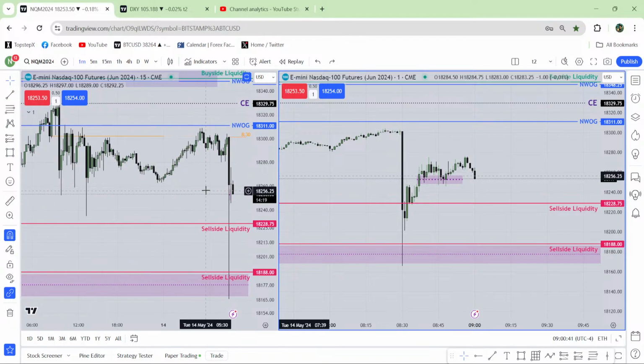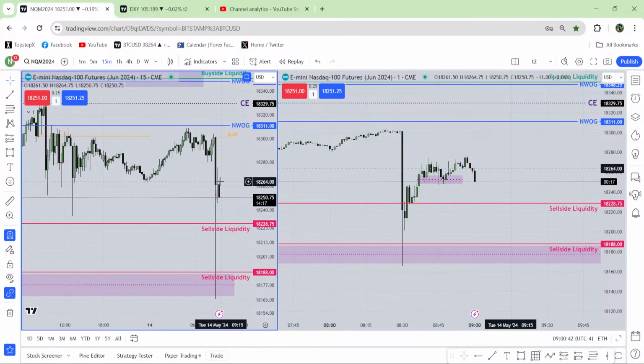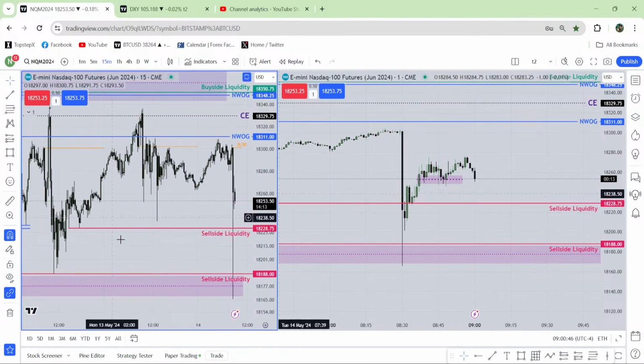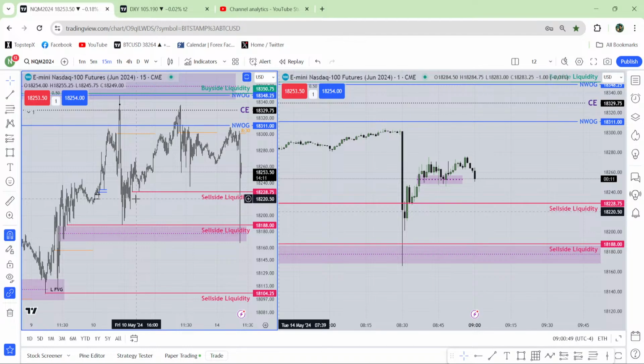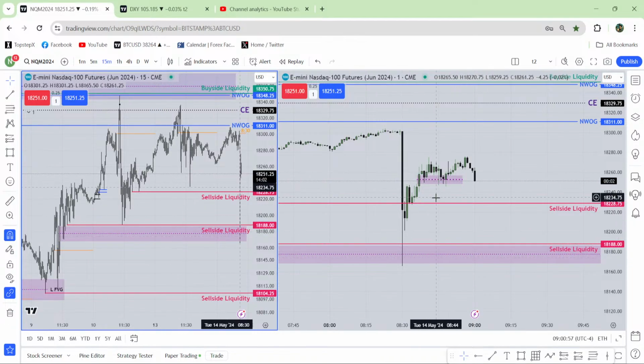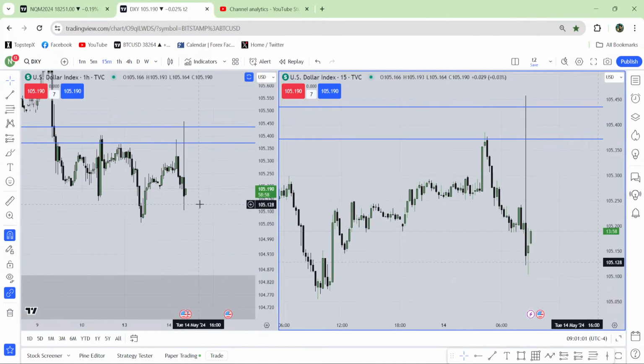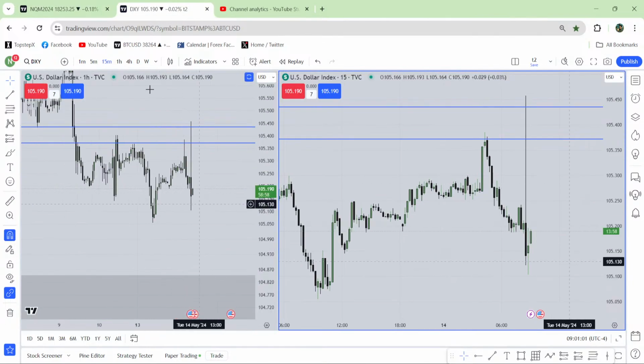So we had news around 8:30, PPI, core PPI. That is the news run from core PPI. You can see it has taken this sell side liquidity, that sell side liquidity, also this low, and created this fair value gap on the 15-minute chart. Then right now price is over here. I would love to come here in dollar index. This is the daily fair value gap.